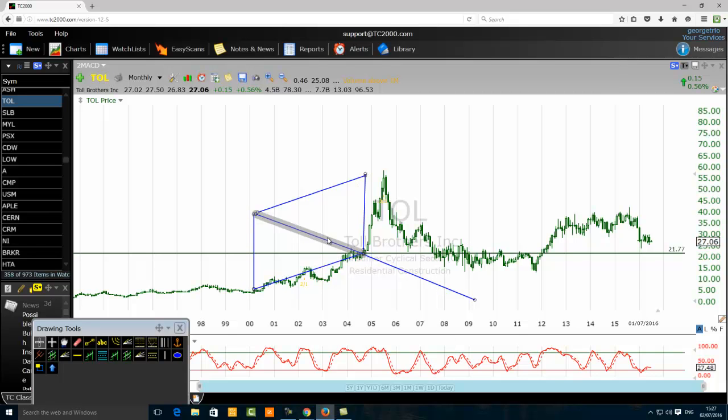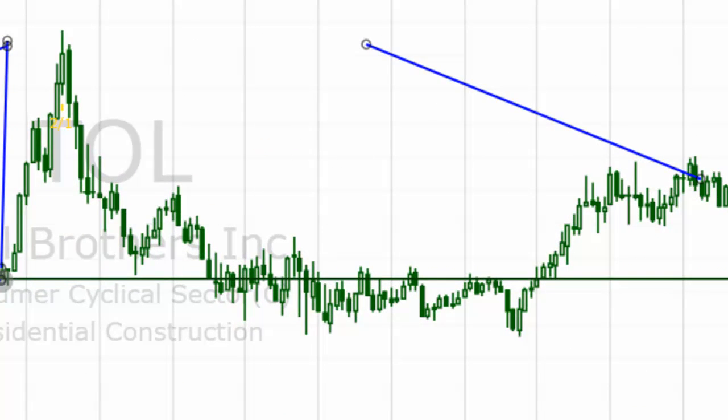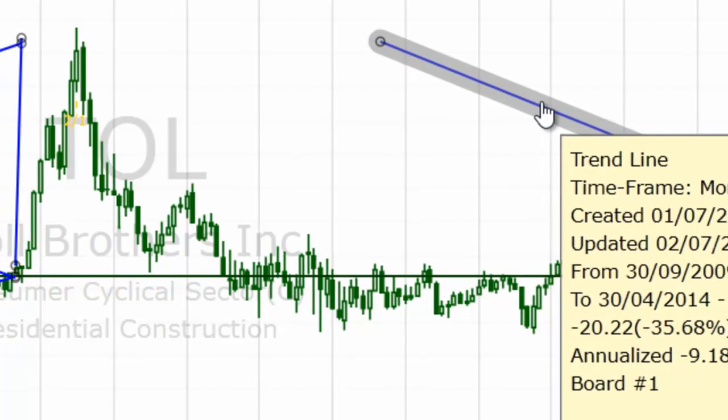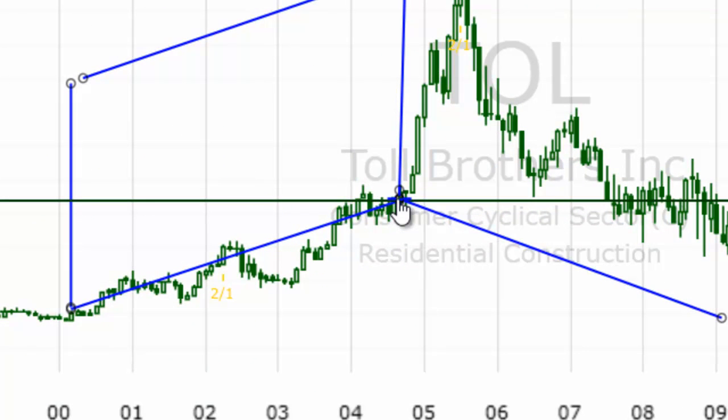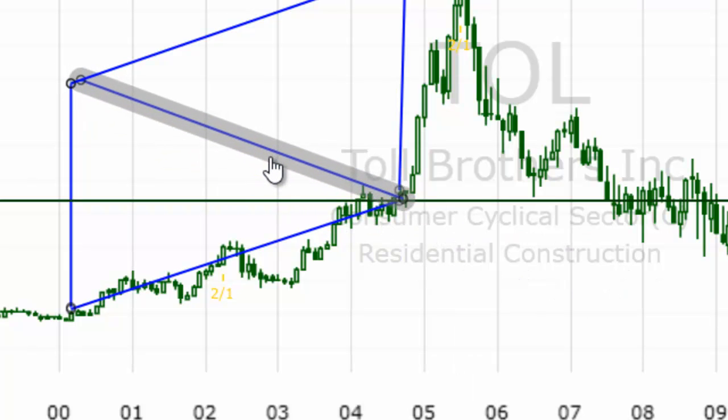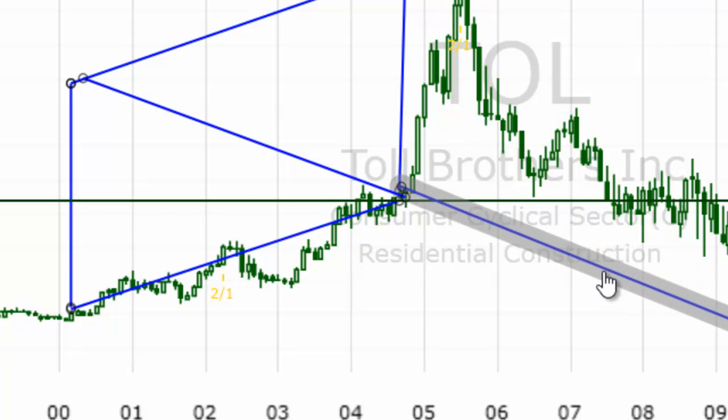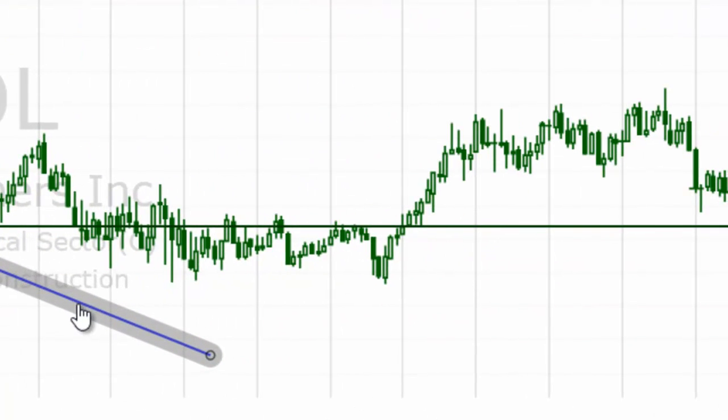So once you have the rectangle, you will draw the diagonal of the rectangle, this diagonal here. See, this is the diagonal. The opposite diagonal is the line that is directly opposite to the normal diagonal.